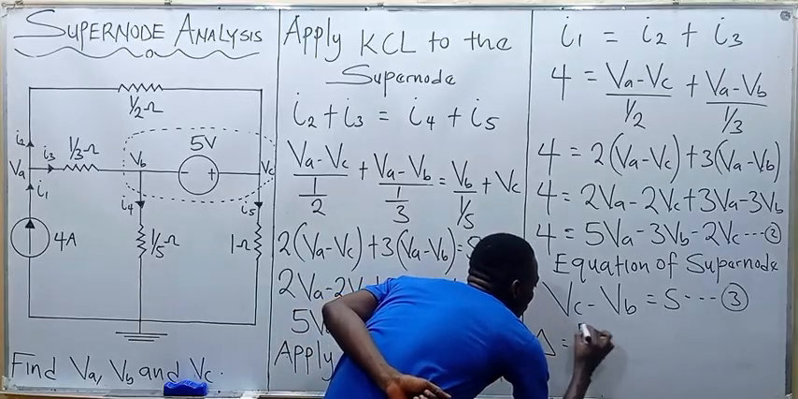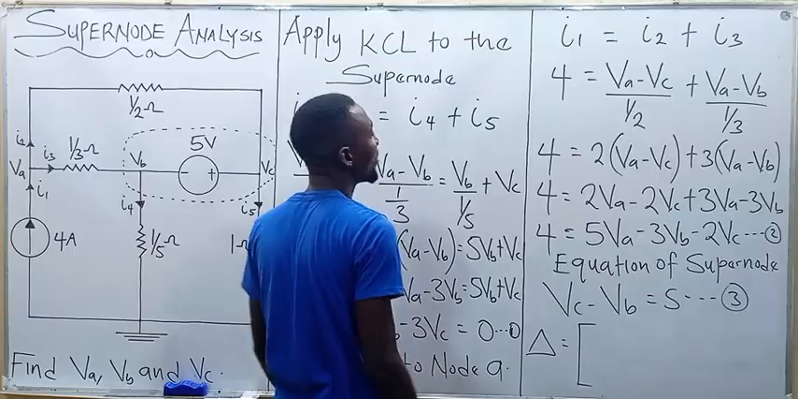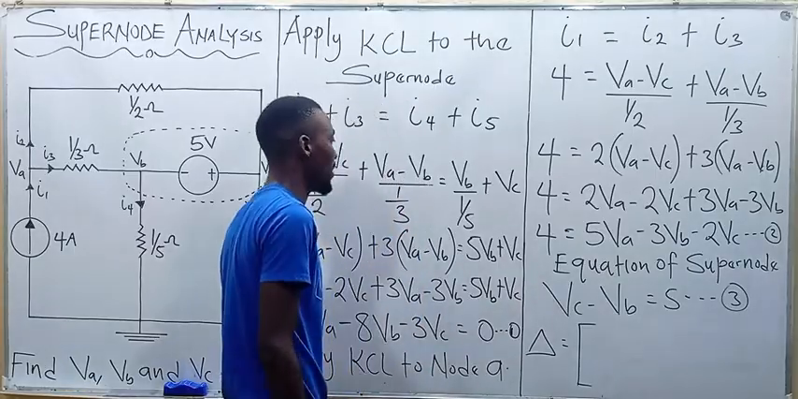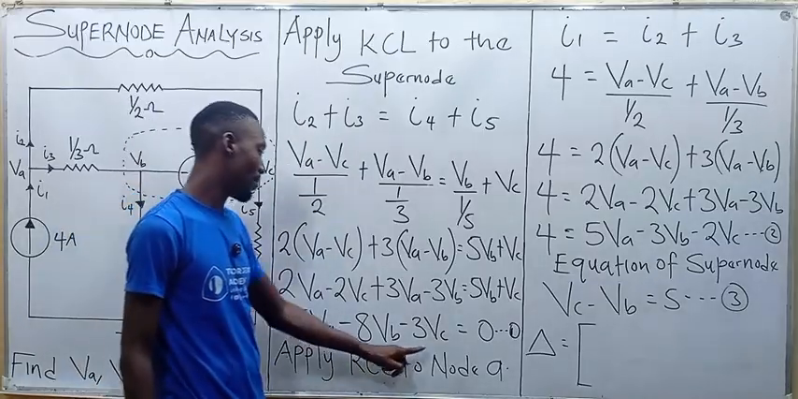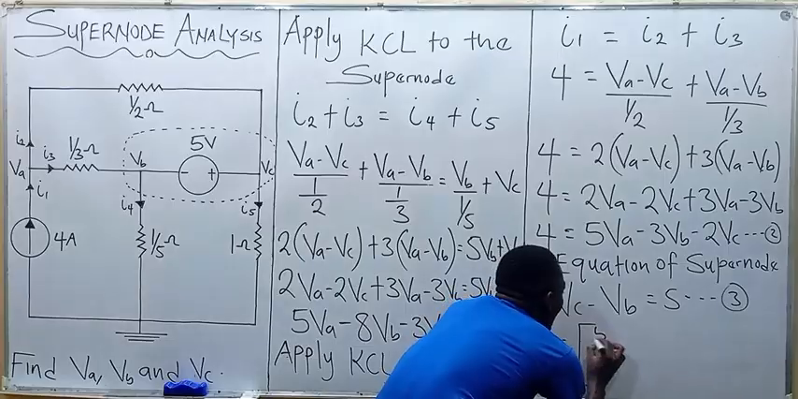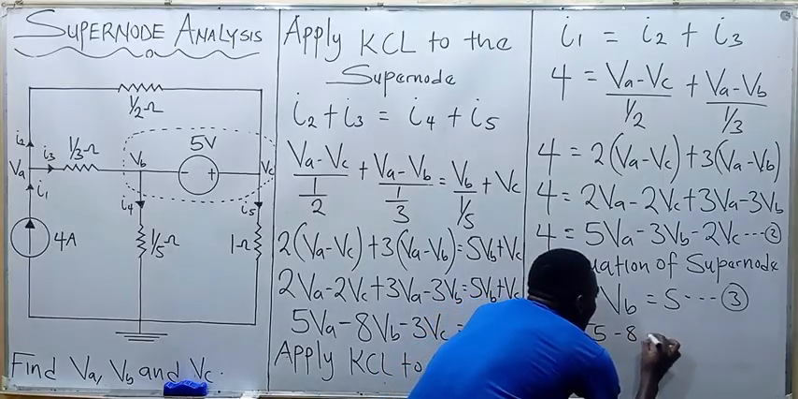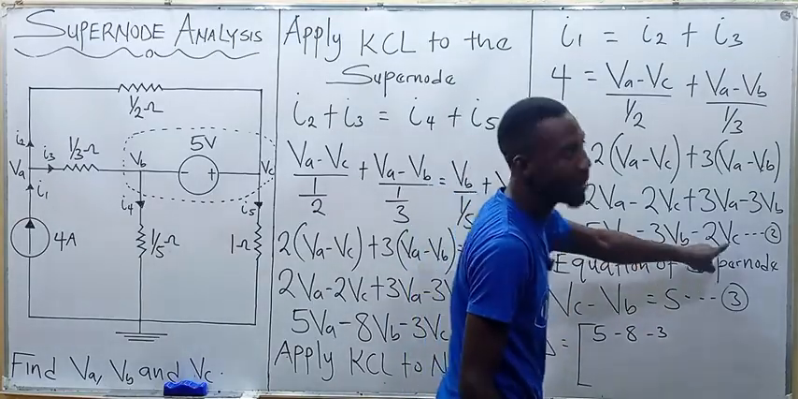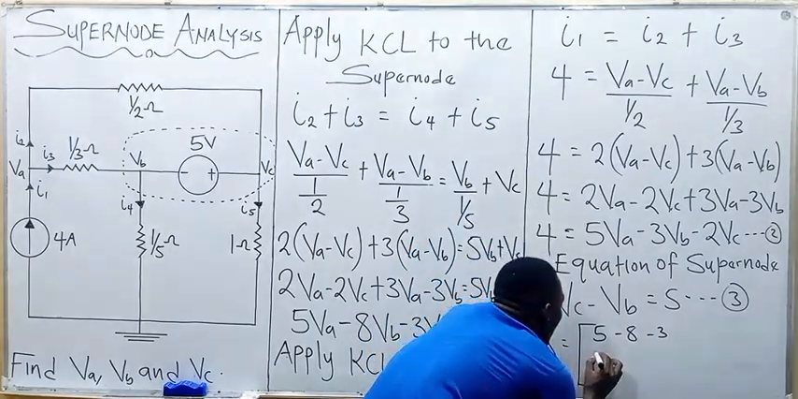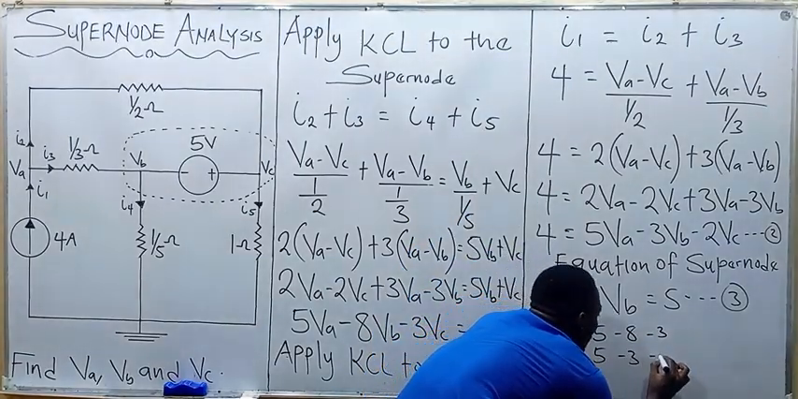So the change will be equal to the coefficients of VA, VB, and VC. So for equation 1, we are going to have 5, minus 8, minus 3. And equation 2 is going to be 5, minus 3, minus 2.